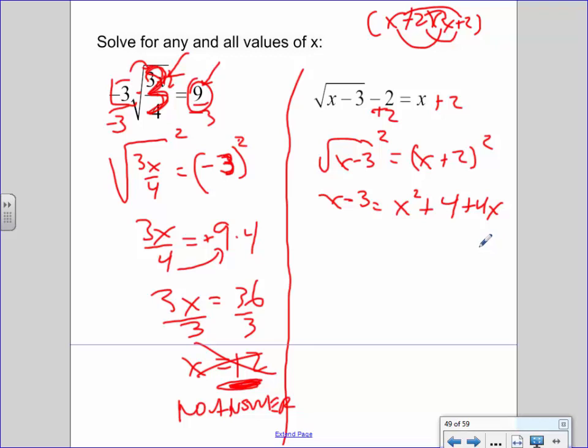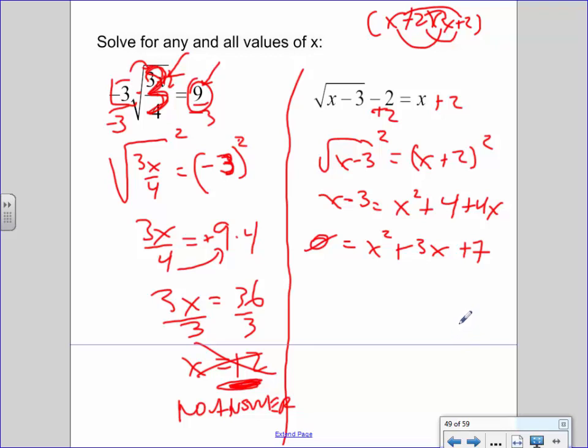Linear or quadratic? Quadratic. So we solve quadratics by making both sides equal to 0. So you're going to have x squared plus 3x plus 7? Yeah, x squared plus 3x plus 7.